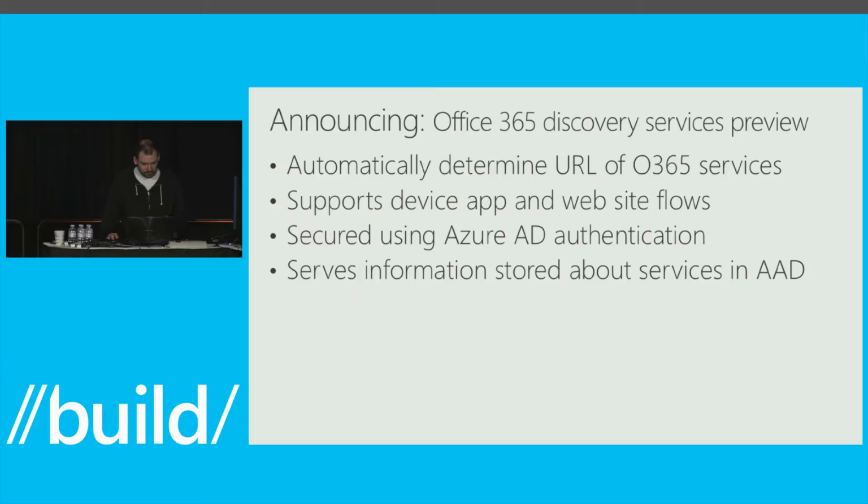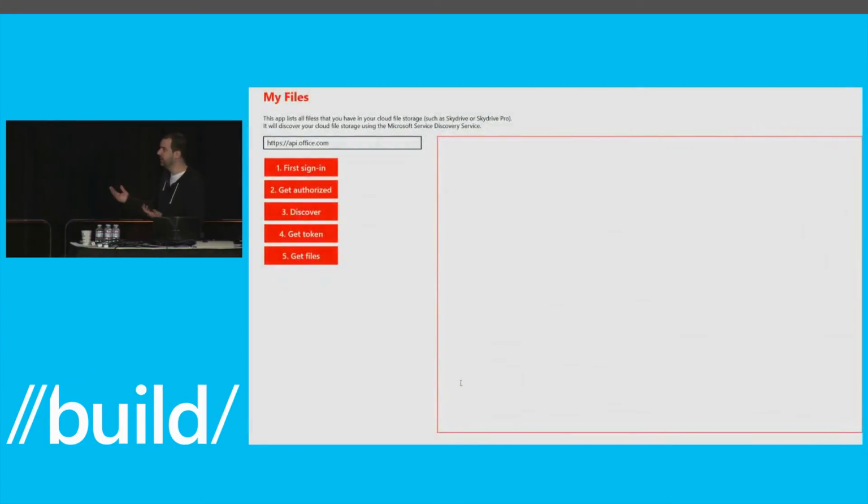And I'll show you a real quick demo of a running application that just shows you what the flow looks like behind the scenes. Again, it's available both for device applications and web applications. What I've got here is a really simple Windows 8 application. You'll see that it's got a URL here for api.office.com. That's where the discovery service is hosted. So it's a static URL. You always know where to get to it.